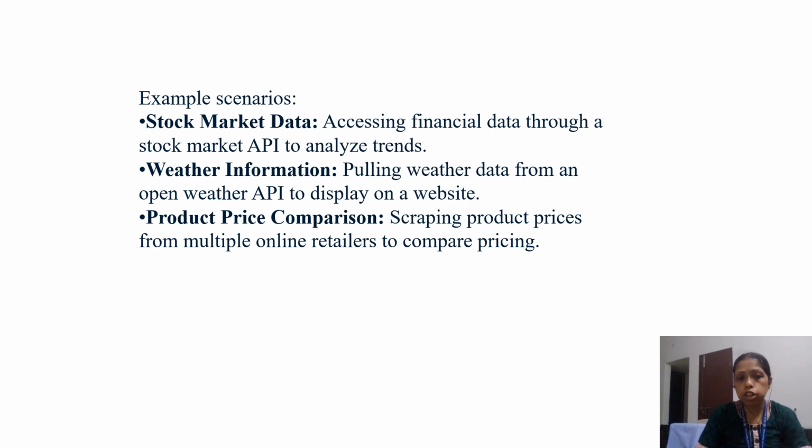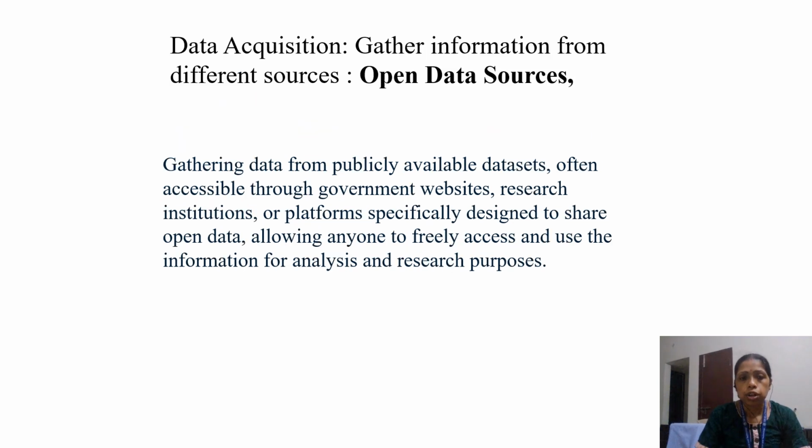For stock market, weather information, and various price comparisons, we can use web API, web scraping, and open data sources. One of the popular open data websites is Kaggle, and there are various similar websites. If you search a topic, you will get lots of websites and lots of CSV files. You can download the CSV file, which can be used as the data set for your application.